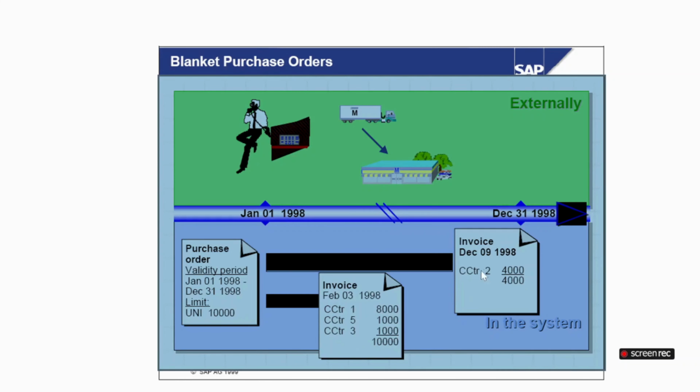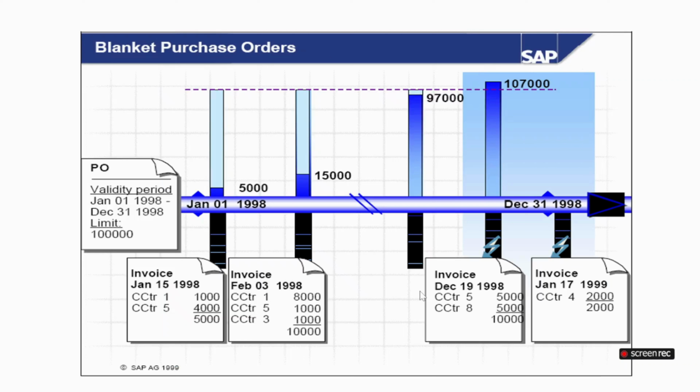So it's like invoice 1 on February 3rd, and 9 December we just created another invoice, like that we can do, right? One more example here. So blanket purchase order, you can see here we just created a PO, purchase order. We just included a validity in that, like from January 1st to 31st of December, and limit we just put like a 1 lakh, right?